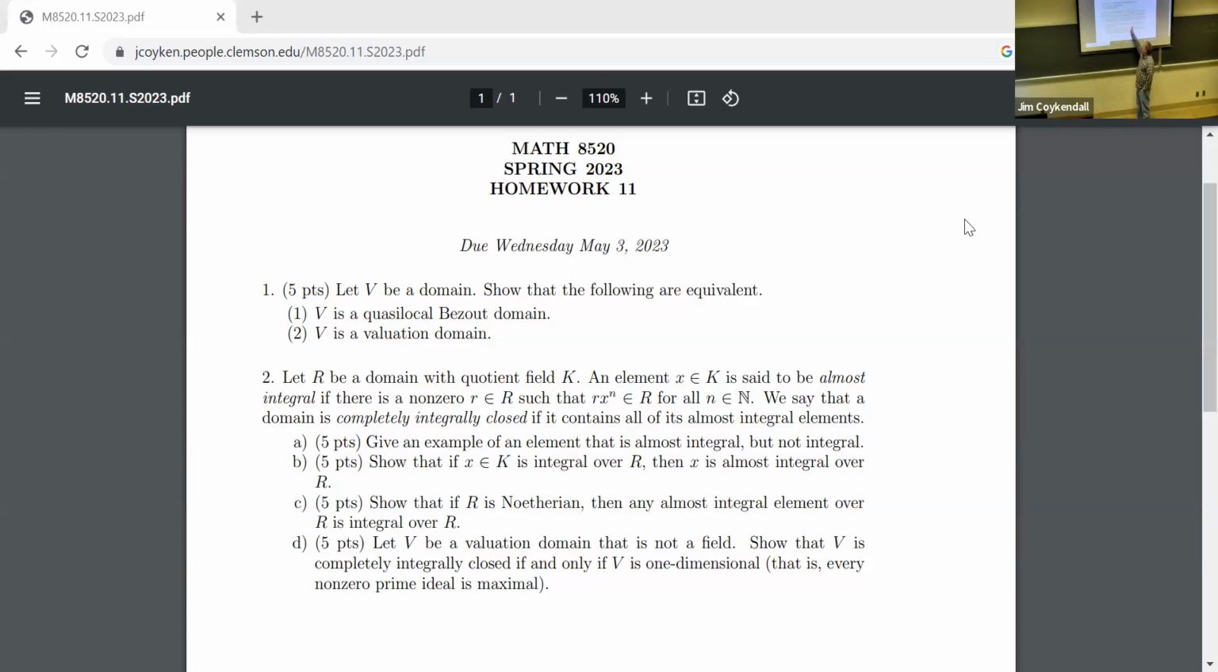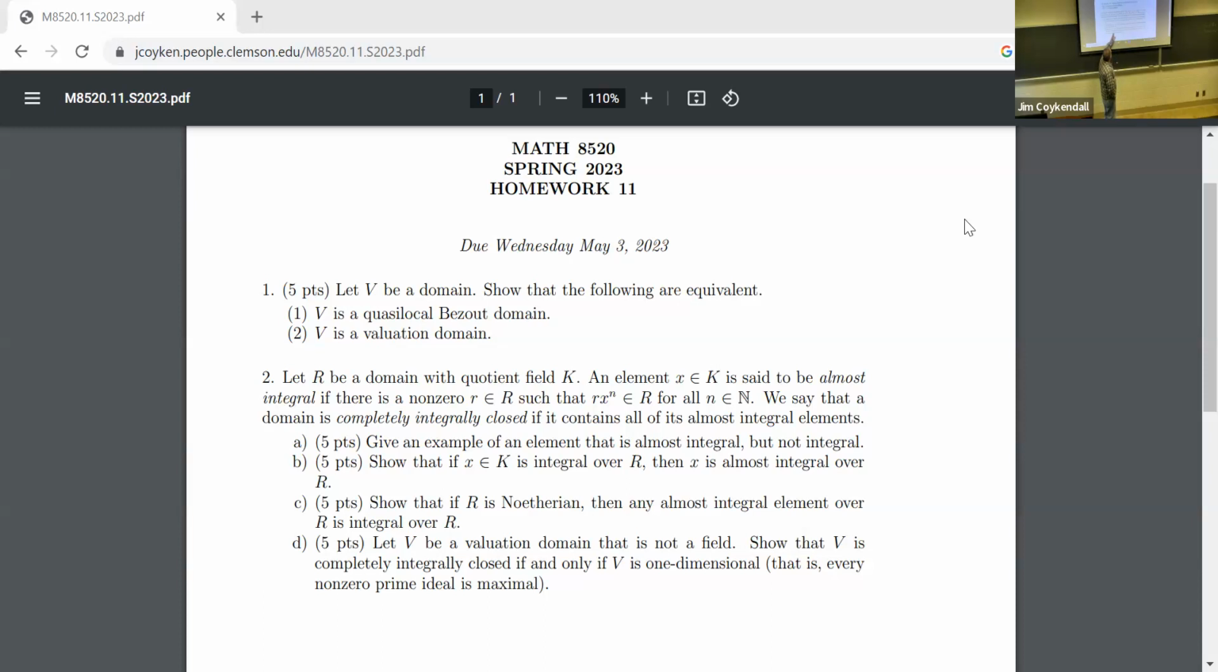Part C: show that if R is Noetherian, then any almost integral element is integral. So if you have a ring that's Noetherian, that is, all the ideals are finitely generated, these two notions are exactly the same. This gives you a hint for part A, because when you're sniffing around to find something that is almost integral but not integral, you better be looking at a ring that's not Noetherian. Otherwise, it's hopeless.